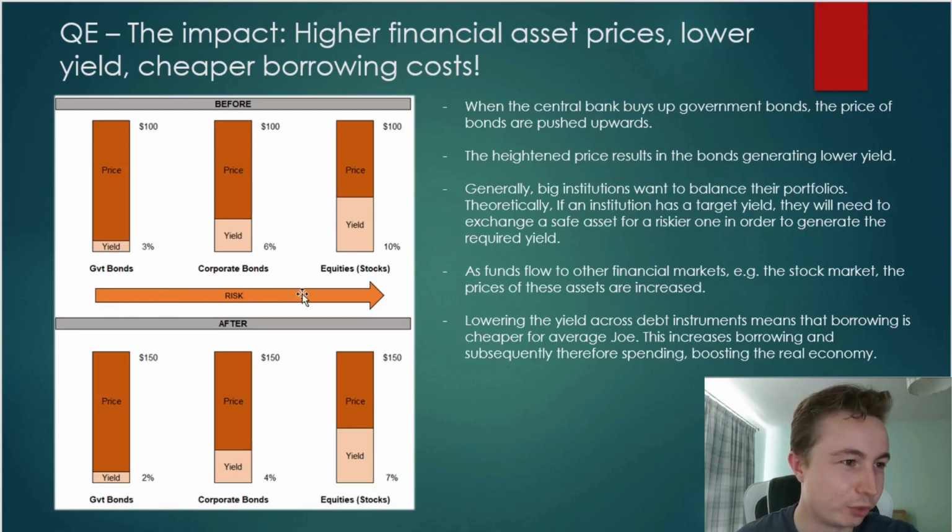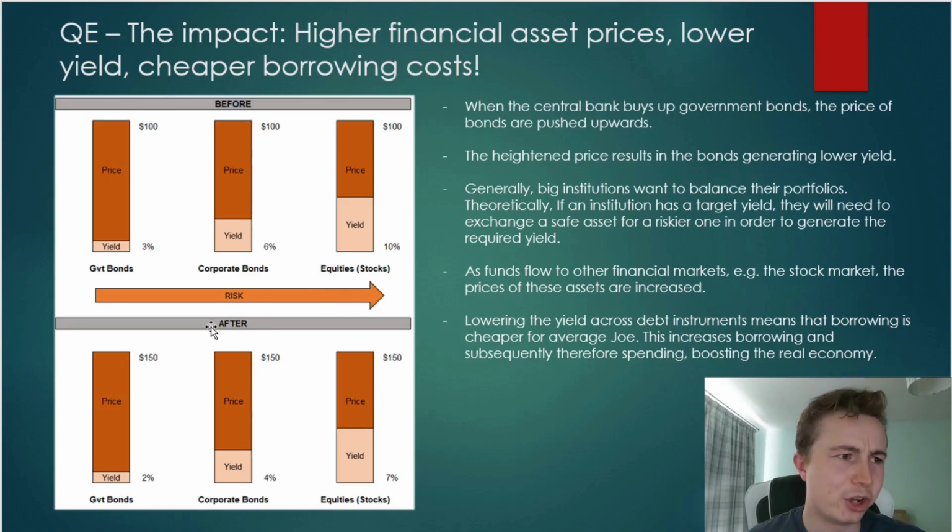So we've got this nice risk arrow. This arrow is pointing us in the direction of risk. So we know the higher the risk, the higher the yield that you'll get on that asset. Yeah, yield being the return on the assets versus the cost of purchasing those assets, or the market value of those assets.